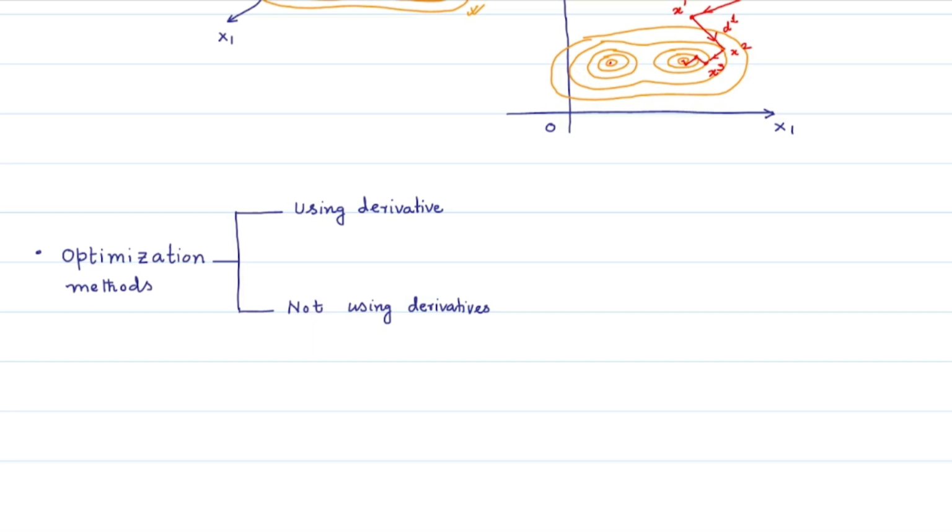In the methods which use derivatives, there are two kinds of methods. In the first kind we keep those methods which use only the first order partial derivative information of the function, or which use the gradient of the function. And in the second kind we keep those methods which use the gradient as well as the Hessian of the function. In the methods not using derivatives, we also have broadly two kinds of methods.